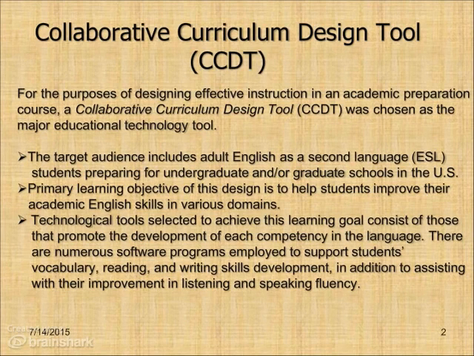Technological tools selected to achieve this learning goal consist of those that promote the development of each competency in the language. There are numerous software programs employed to support students' vocabulary, reading, and writing skill development, in addition to assisting with their improvement in listening and speaking fluency. Let's pass on to the next slide.